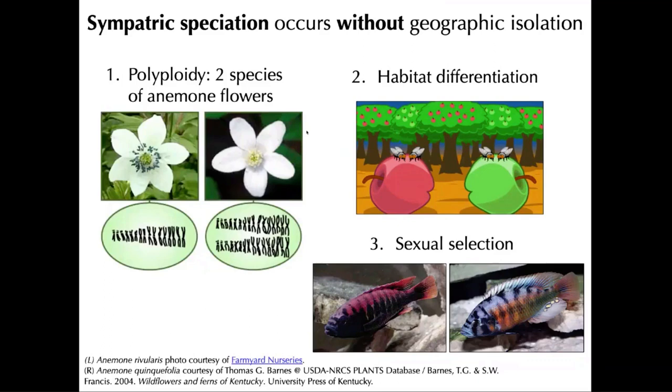I think it's called Variations in Sexual Selection in Evolution. It's linked to in the unit one stuff.